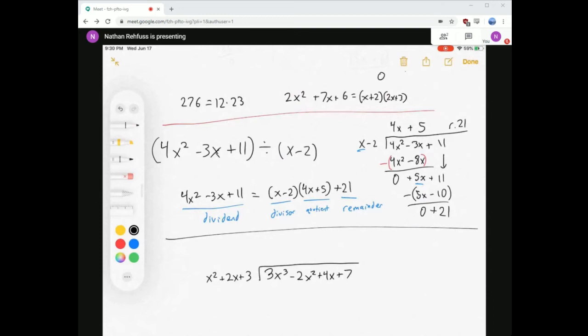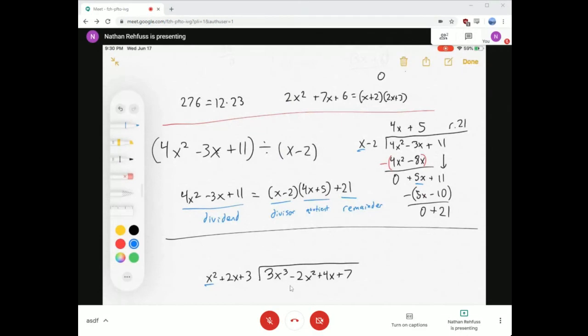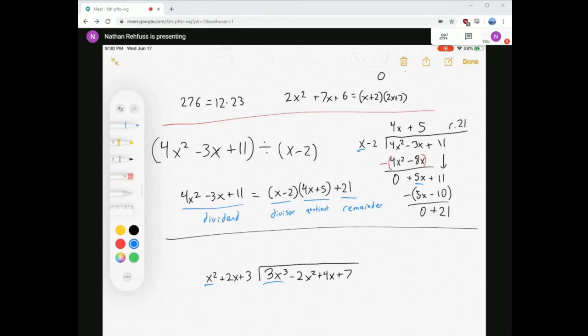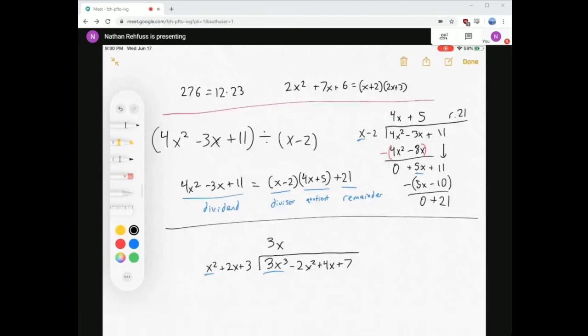First step is to ask, how many times does this x squared, I'm just looking at the leading terms. I'm looking at the leading term of the divisor and the leading term of whatever is left of the dividend at whatever step I'm in. So here that's, how many times does x squared go into 3x cubed? And the answer is, if I take an x squared out of 3x cubed, the 3 is still there and there's an x still there. So the answer is 3x. And I'll write that right here.